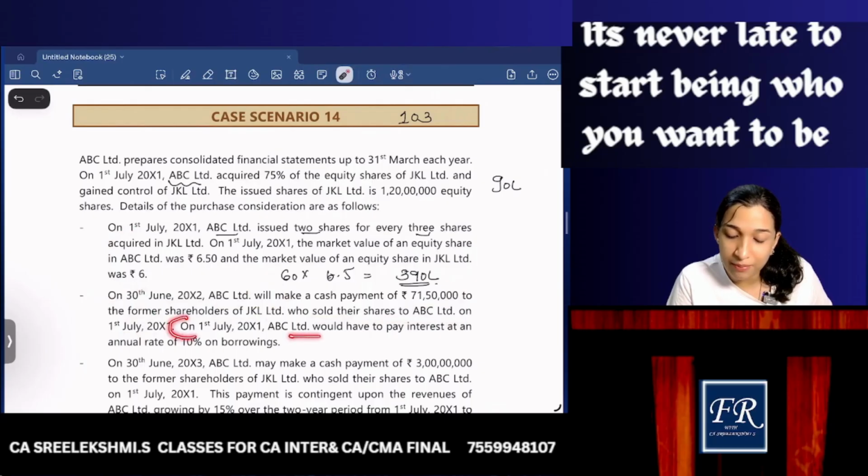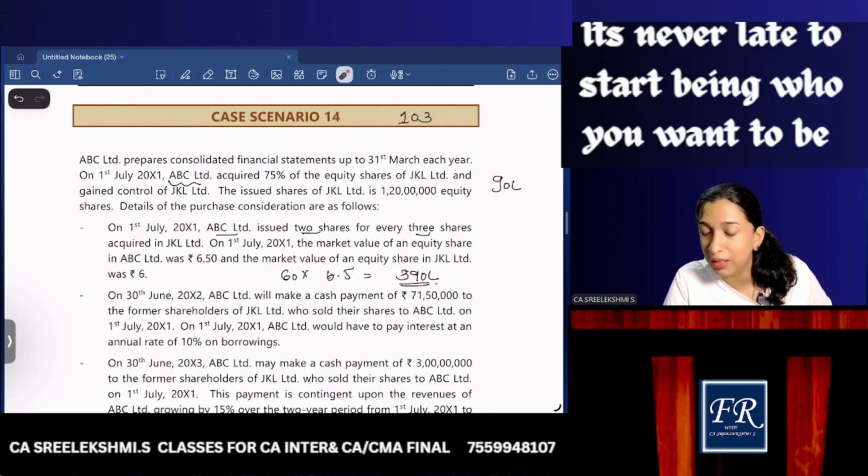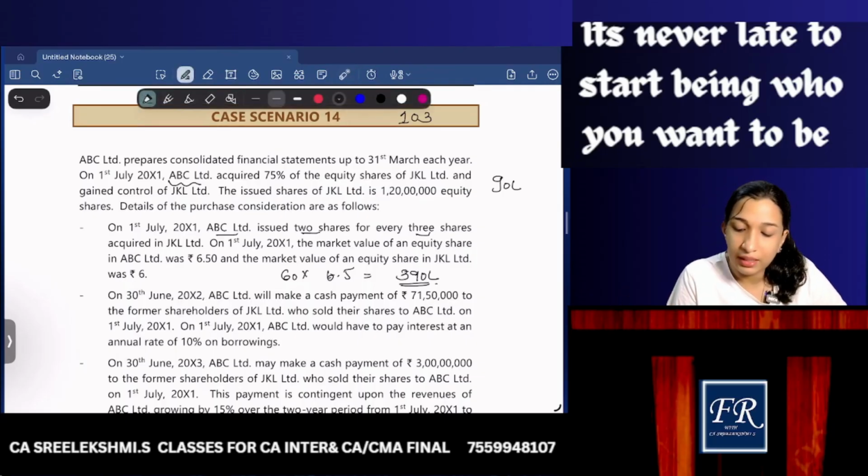On 1st July, ABC would have to pay interest at an annual interest rate of 10% on borrowings. What is this? Will make a cash payment means deferred consideration. No conditions are given. Deferred consideration. So 71,50,000 you will pay after 1 year. So divided by 1.10, taking the present value, it comes to 65 lakhs.